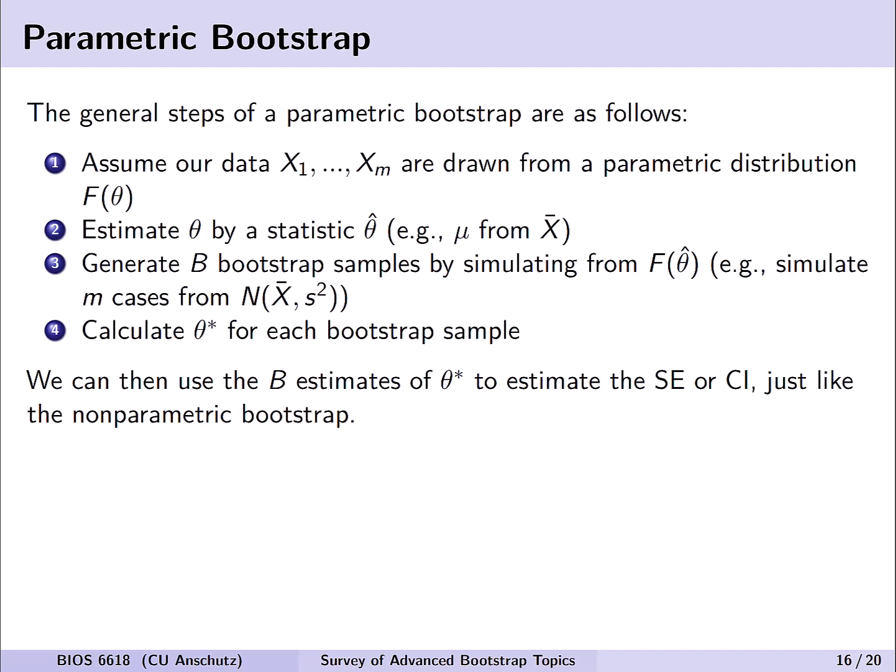From there, we'll generate B bootstrap samples, in this case now by simulating data from f of theta hat. So in other words, here we might simulate m new cases from a normal distribution with mean x bar, maybe an estimated variance s squared. And we'll then calculate our statistic of interest, theta star, for each bootstrap sample. We'll then use those B bootstrap estimates to estimate things like our standard error and confidence interval, just like we would for the nonparametric bootstrap, just that we have a different approach with some parametric assumptions along the way.